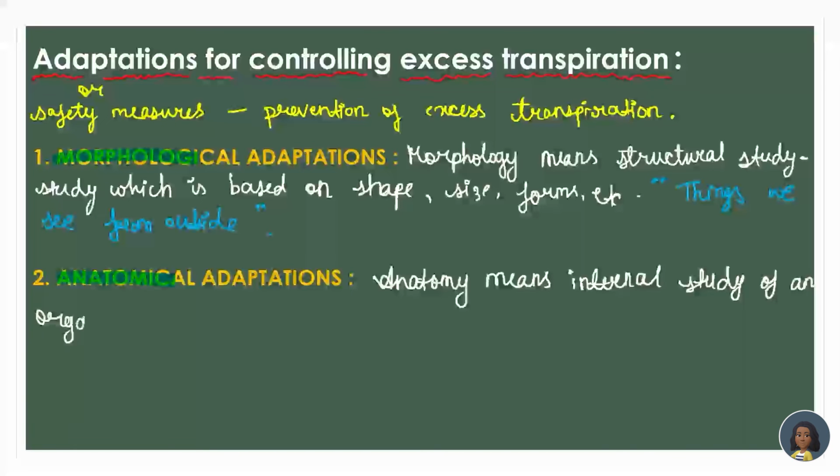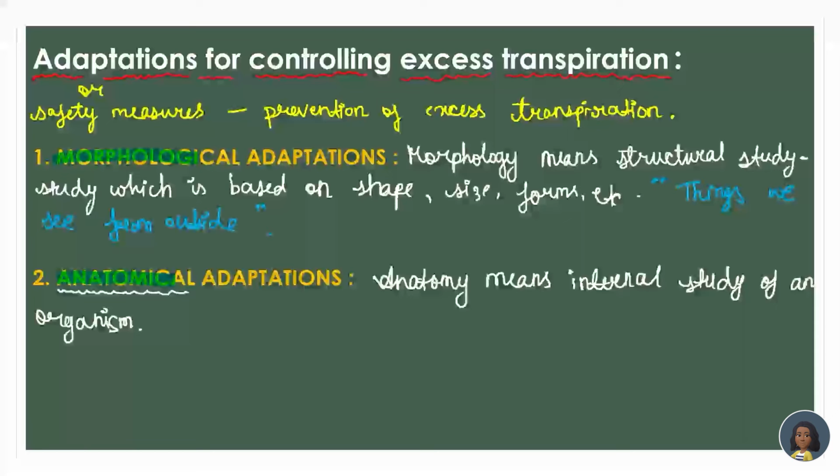What are the things present inside an organism? What are the building blocks of an organism? All those things, to know details about all those things, are constituted in anatomical adaptations. So in anatomical adaptations, we cannot see a plant and tell what are the things present inside the plant.